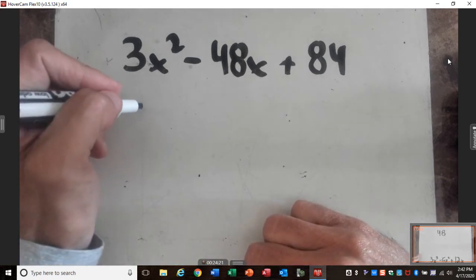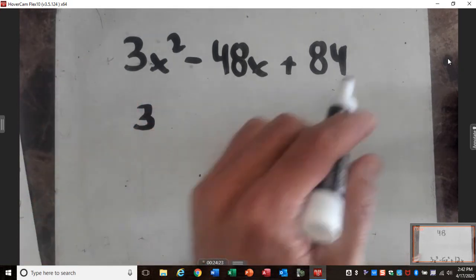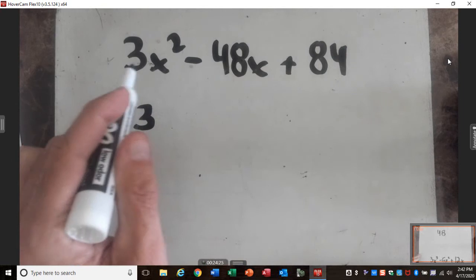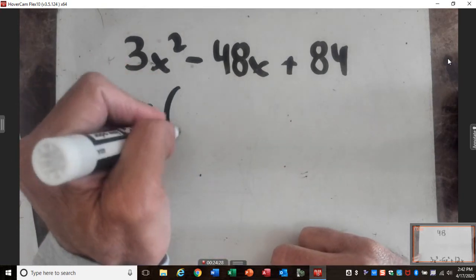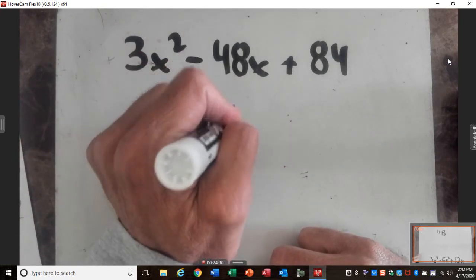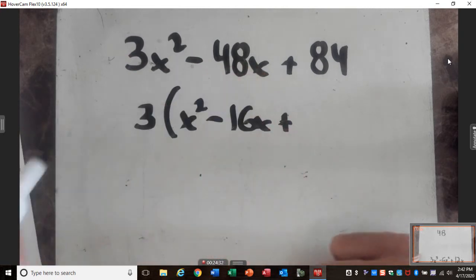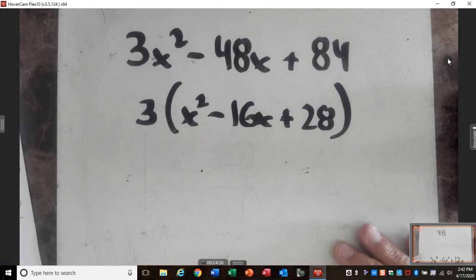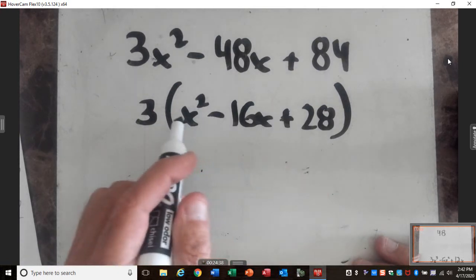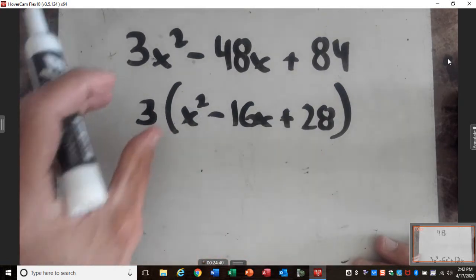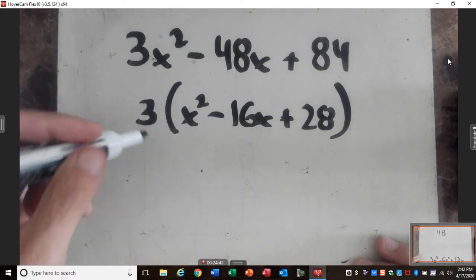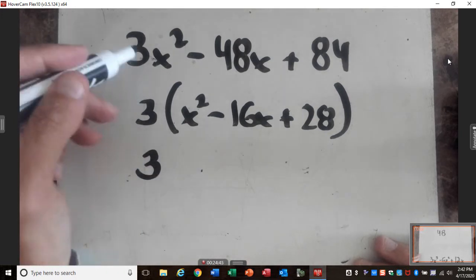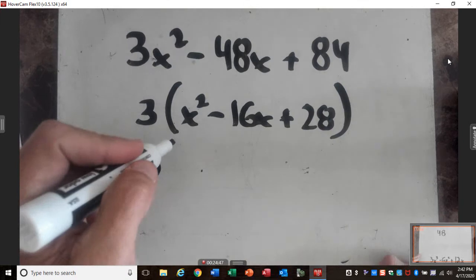So what I'm going to do is I'm going to factor out a 3. I can't factor an x out because there's no x here. I'm just going to factor out a 3. So what we're going to have now is x squared minus 16x plus 28. And what that does, now we can work with this one. The 3 we're just going to keep as part of our answer. We're just going to continue to drop it down every single time. It will be part of our answer, but it won't be part of the factoring problem.